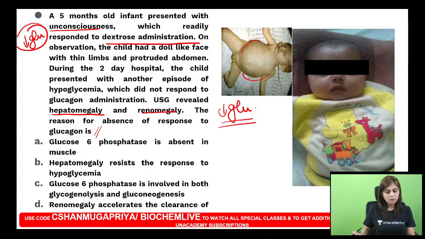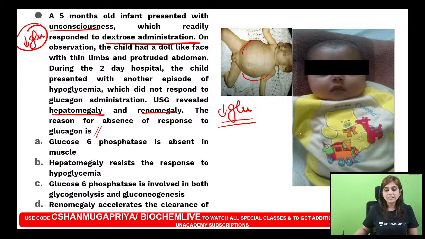Bhuvanashri thinks it is glucose 6-phosphatase is absent in muscle. Srujana thinks it's choice C. Glucose 6-phosphatase is involved in both glycogenolysis and gluconeogenesis. Very good. Sai Kiran, very good. Jyotirmoy, Mega, good.